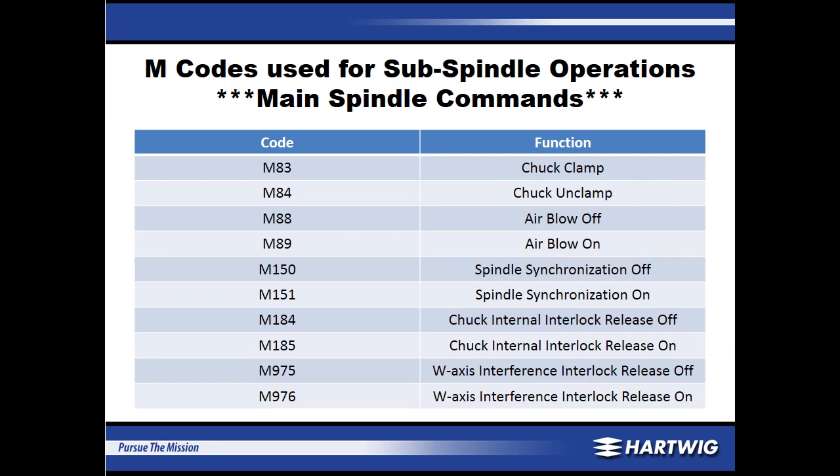M151 and M150 are your spindle synchronization commands. We're going to use this to sync the two spindles together for a successful part transfer. M185 and M184 allow the main spindle to be unclamped and rotating for the part transfer. And then M976 allows the W axis to feed past the turret face, saying that I understand there's interference mathematically in the W and Z axis, but that's because you intend to come past, grab the part, and then pull back before cutoff.